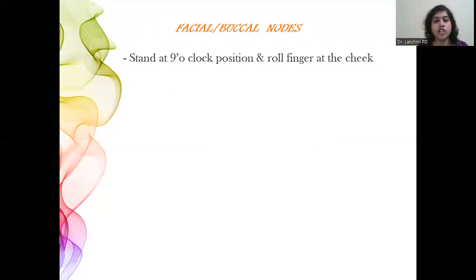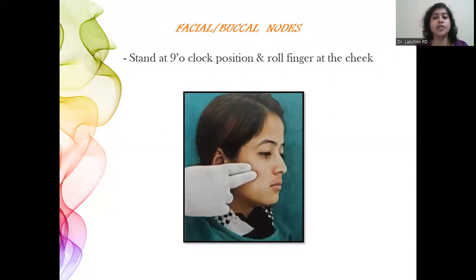The next is your facial or your buccal lymph nodes. Here you're supposed to be standing at your 9 o'clock position. So if the examiner is not standing behind, you're supposed to be standing at the 9 o'clock position, that is either on this side or this side, depending upon which side you want to examine of the patient. And you're supposed to be rolling the finger at the cheek. Here the patient can be made to sit straight upright and use your index and middle finger, and you just need to roll like this. Always keep in mind, it is the pad of your fingers and not the nails that you use.